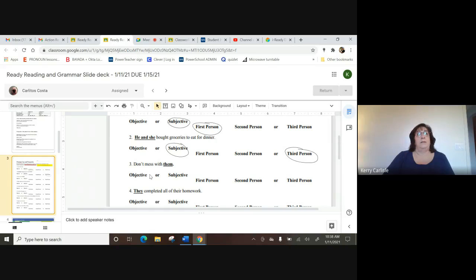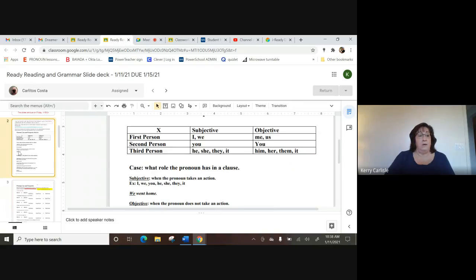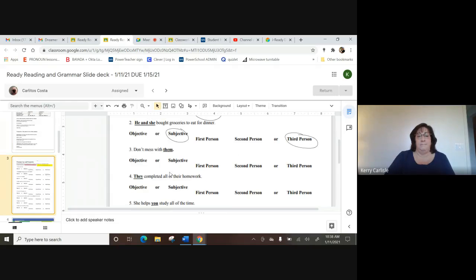Or underneath him, right? Ran on the tree underneath him. So these ones that come after the verb, right, or after a preposition, they're always objective case. How can you tell? Go back to your chart. Where is them? Oh yeah, objective, third person.